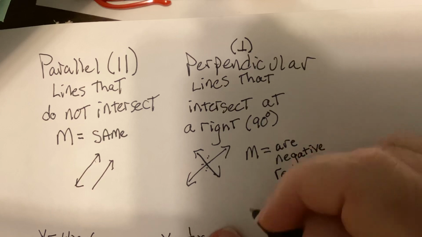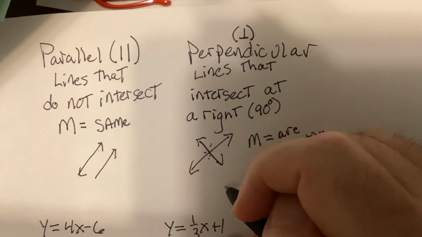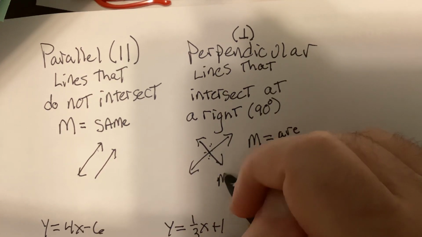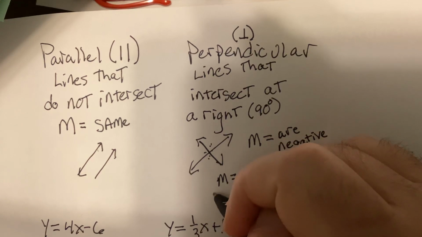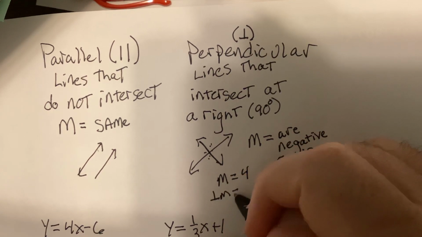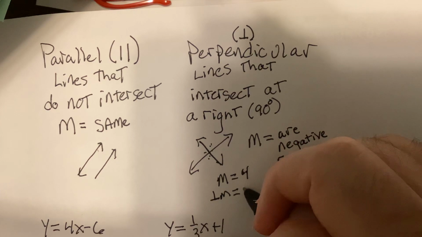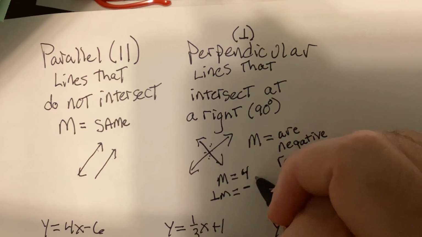Now remember, reciprocal means flip. So if one line has a slope of 4, its perpendicular would be the opposite. This is positive, so this would be negative. Flip it.